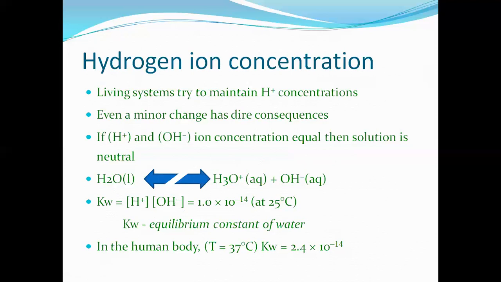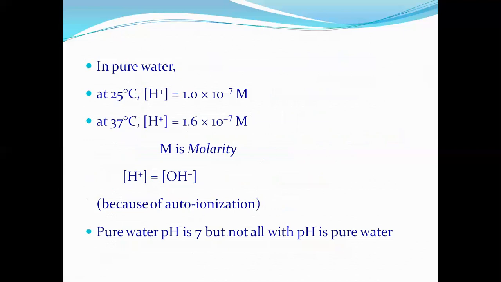Just like many other constants, this equilibrium constant of water is also affected by many factors, and it changes when the temperature is 37 degrees centigrade, that means the human body temperature. In pure water, the concentration of H plus at 25 is 1 × 10⁻⁷, whereas at 37 it is 1.6 × 10⁻⁷ molar. But in a neutral solution, both these concentrations are almost equal.